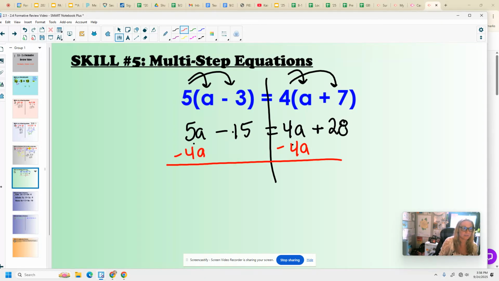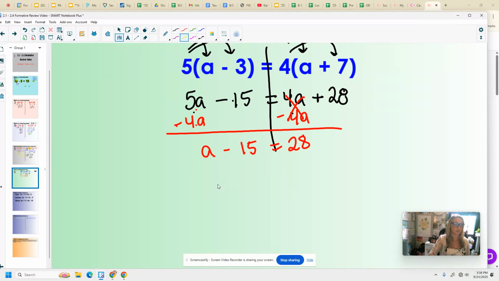Okay, so I'm going to subtract that on both sides. And let's move left to right. 5a minus 4a is just 1a, or just a. Bring down your minus 15 equals 28. Now, I see that I have subtraction, so I need to undo that. So what is the opposite of minus 15? Plus 15. And, I get 43. A is 43. Wow, you can barely see that.